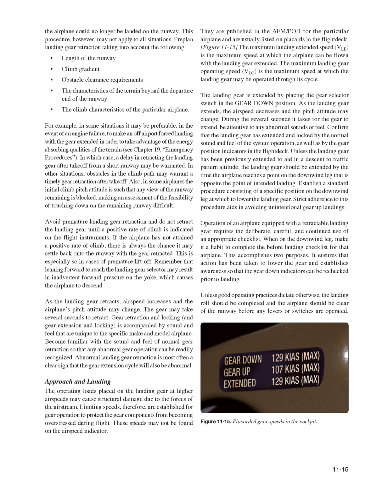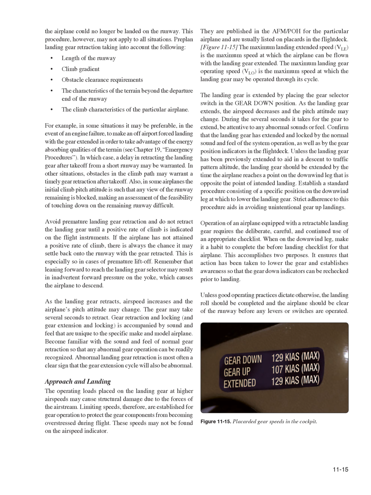Operation of an airplane equipped with a retractable landing gear requires the deliberate, careful, and continued use of an appropriate checklist. When on the downwind leg, make it a habit to complete the before landing checklist for that airplane. This accomplishes two purposes: it ensures that action has been taken to lower the gear, and it establishes awareness so that the gear down indicators can be rechecked prior to landing.